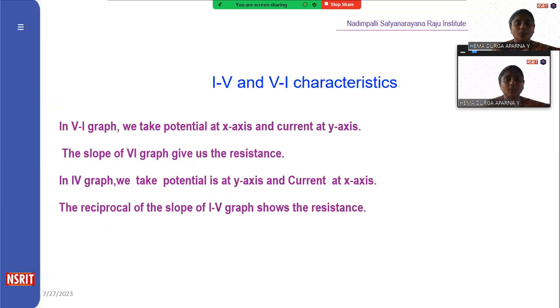And what is the basic difference between VI characteristics and IV characteristics? In the case of VI characteristics, we consider voltage or potential on the x-axis and current on the y-axis, and the slope of the curve will give us an idea about the resistance value. In the IV graph, we take potential on the y-axis and current on the x-axis. So the reciprocal of the slope of the IV graph will give us the resistance value.